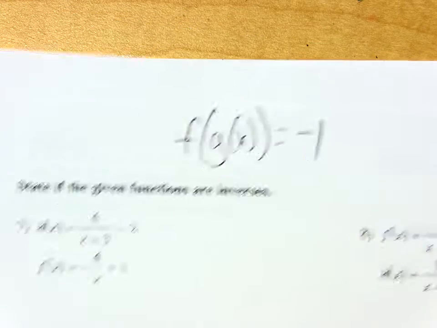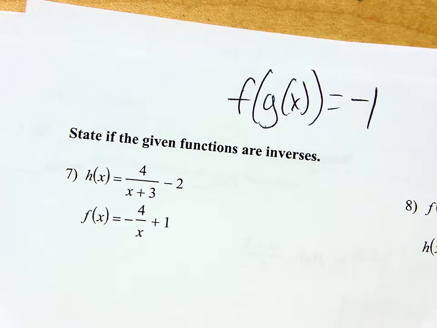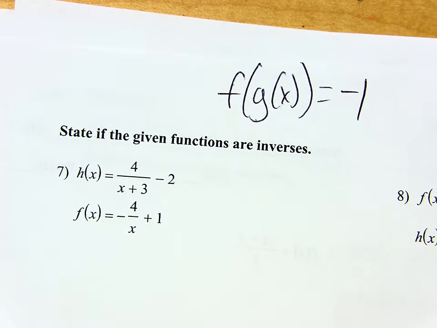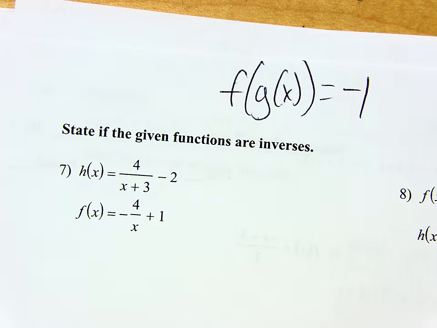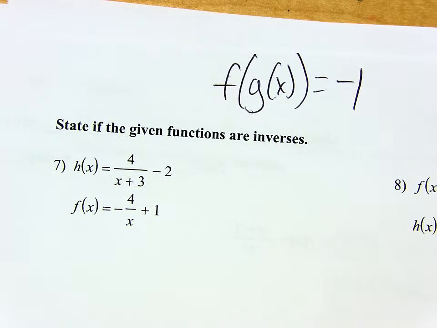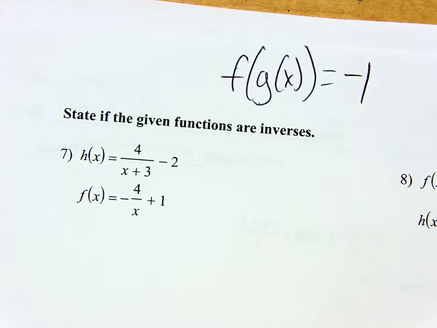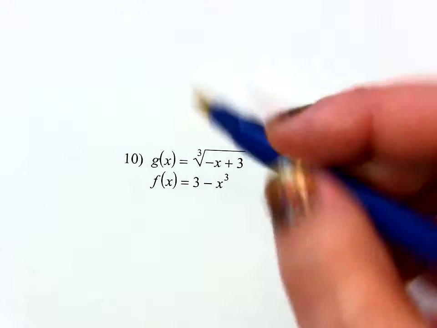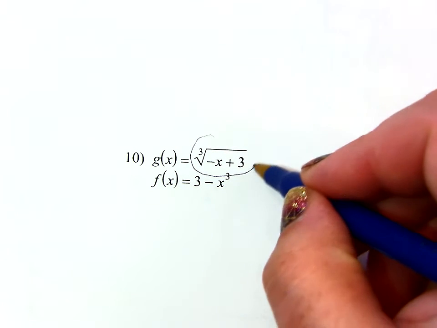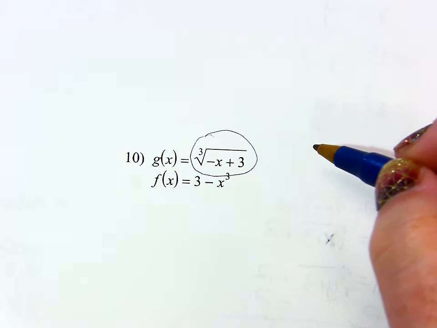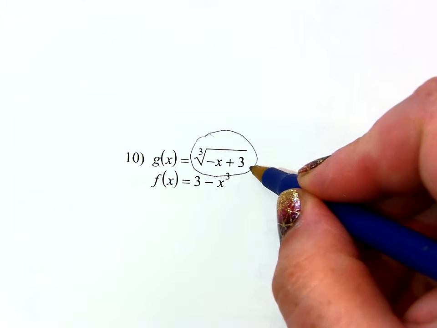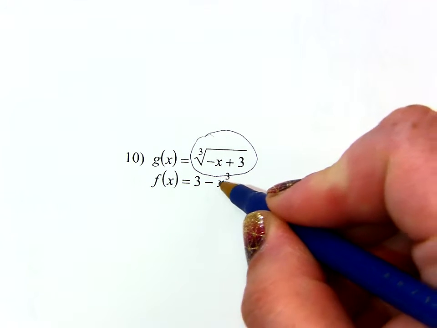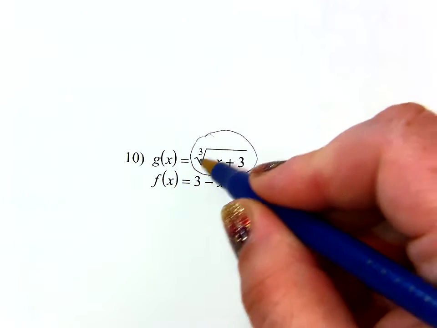All right, guys, so we're going to take one function and put it in the other. It doesn't really matter which one you put into the other one, so I would try whichever one's kind of easier. It looks intimidating, but they're not so bad. In fact, let's start with number 10. I'm going to take g and put it into the f function. So in the f function, I'm going to replace the x with all of this.